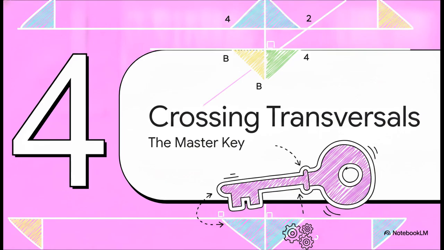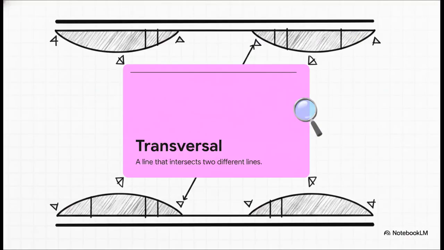All right, Section 4. Crossing with transversals. The master key. Sometimes it's kind of tricky to know for sure if lines are perfectly parallel just by eyeballing them. So we need a master key. Enter the transversal. I'll slow down for a second because this is literally the most crucial vocabulary word in the whole chapter. A transversal is simply a line that intersects 2 or more different lines. It acts like a geometric bridge, connecting the math of the top line to the bottom line.